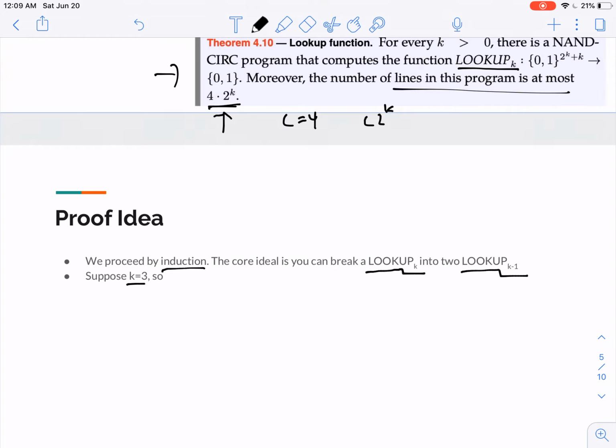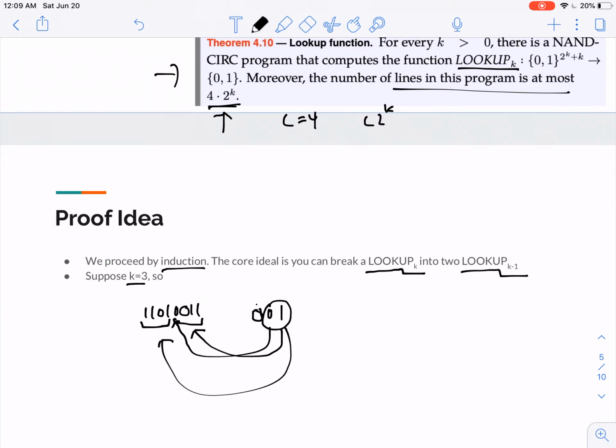So suppose k equals 3, so maybe we're looking up in this string right here, and we're looking up the 101th bit. And so that means we're looking for this 0 right here. One way to address this query would be to split this into 2 sections, and then if this first bit is 1, take the other bits and query lookup k minus 1 on this section. And if this first bit is 0, then take these other bits, 0, 1, and query them on that section. And so you'll see correctly, if it's 101, we would get this bit, and if it's 001, then we get the first bit.